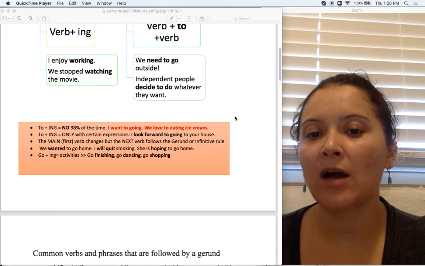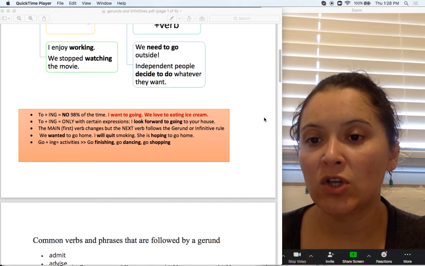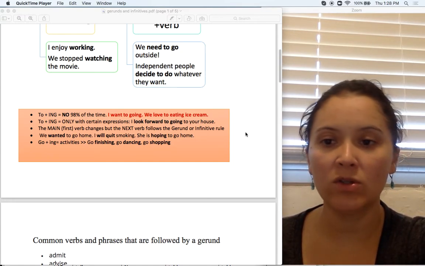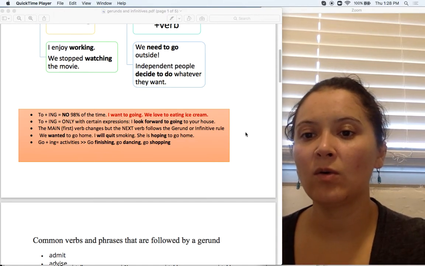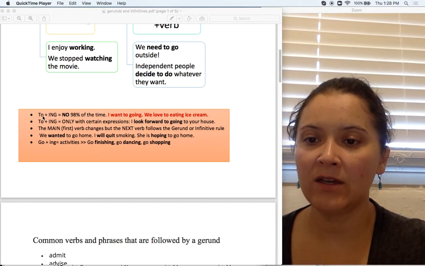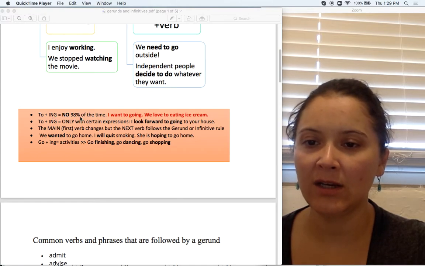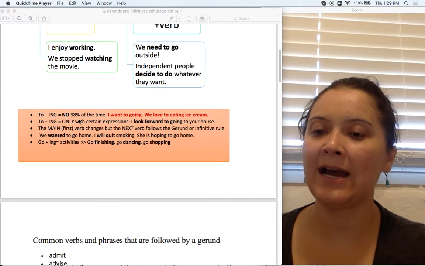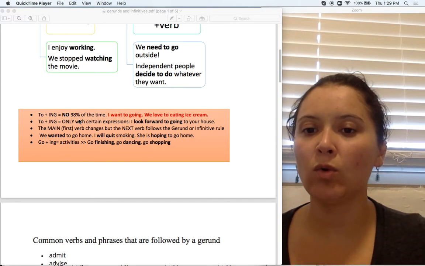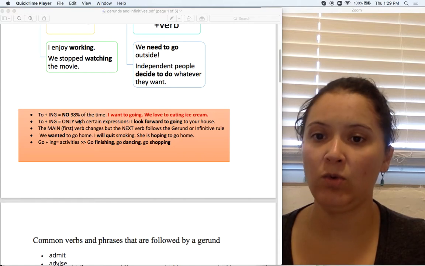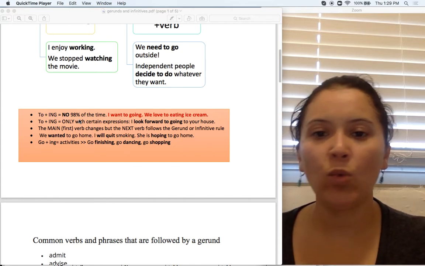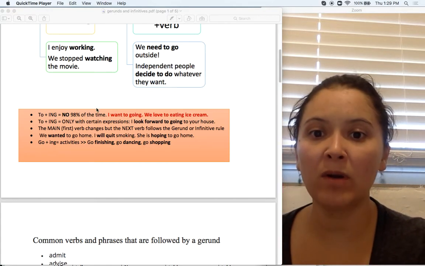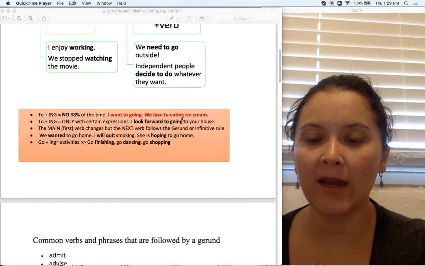Let's take a look at a couple of rules. So this is a very, very common mistake, and this is something that you don't want to do. You never want to have the "to" together with an "ing." Okay, maybe not never, but 98% of the time. This is the most general rule. So the thing you don't want to do is, "I want to going, we love to eating ice cream," etc. You don't want to put "to" together with an "ing."